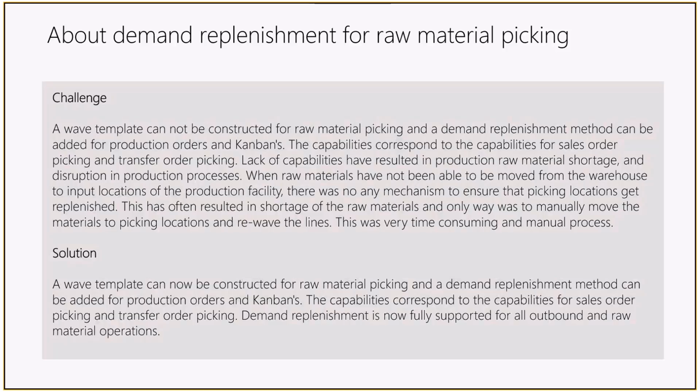And when demand replenishment cannot be set, you don't have any other choice than to go and manually add the lines that failed from the pool for raw material picking into a new wave or an existing open wave, and then run the wave manually again, unless you have done some customizations. That was not lean, and it was not good that we did not support all the nice things that we have around demand replenishment for raw material picking as well, which includes production orders and Kanbans for lean manufacturing.